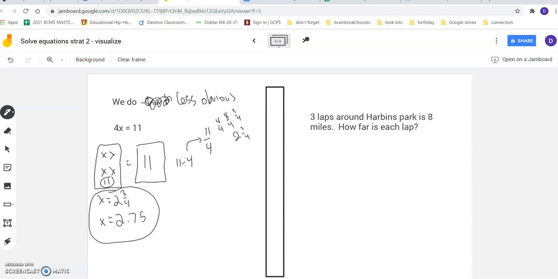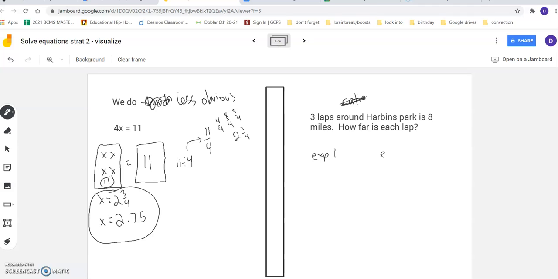One more. 3 laps around Harbins Park is 8 miles. How far is each lap? I thought of it last time. A lot of you probably figured you could actually solve this using a ratio if you wanted, just like you could have solved that last one that I did with a ratio. But I wanna stick with variables since that's what we're doing.